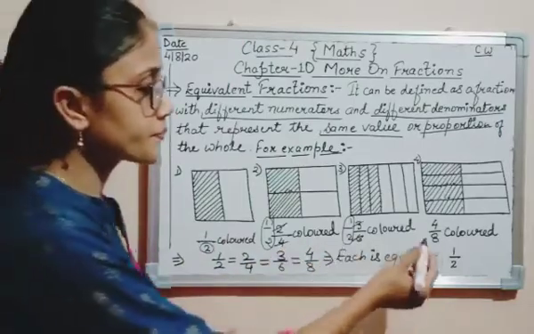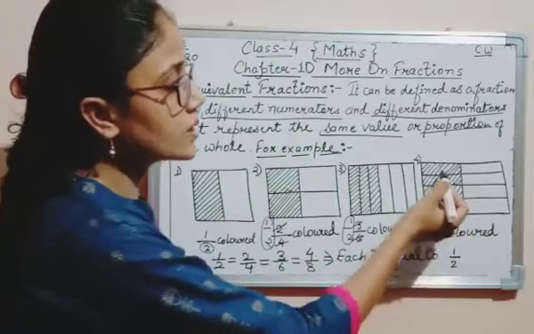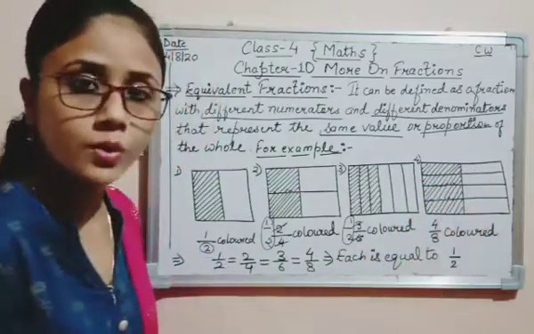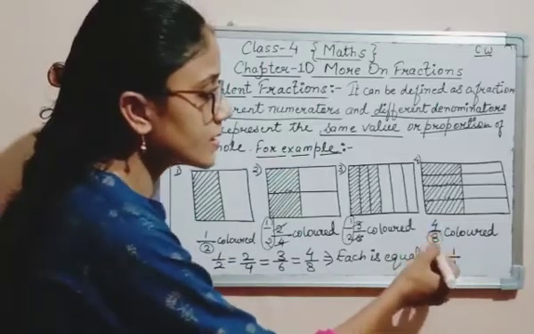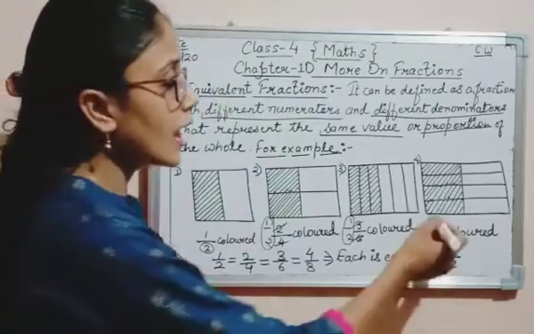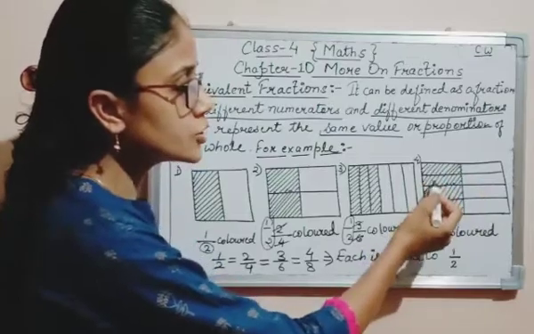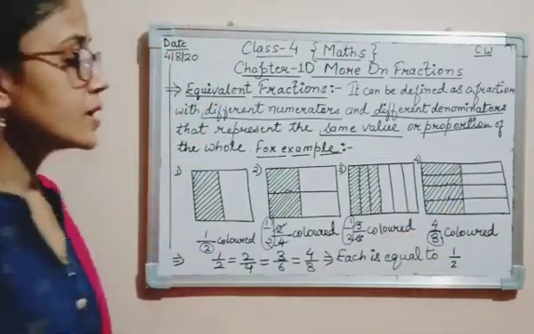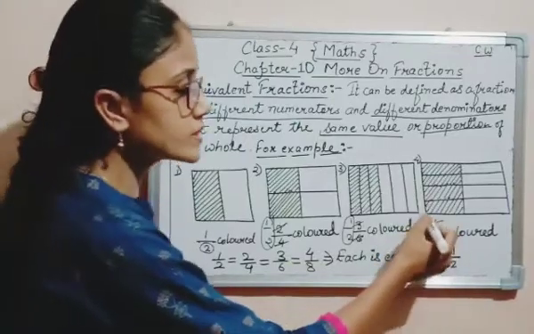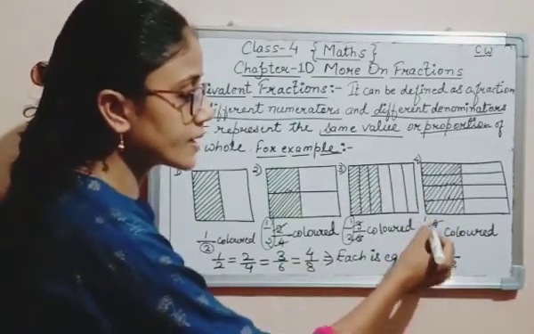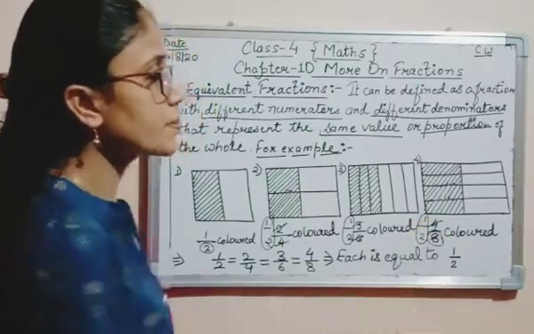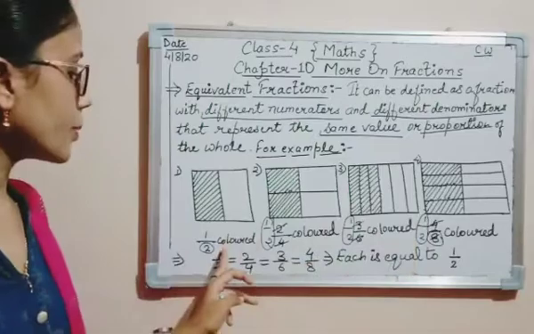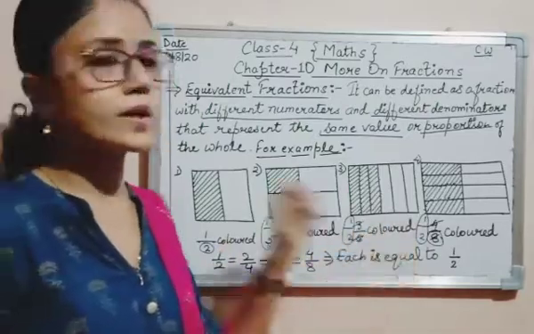Now come here, how many parts is it? 1, 2, 3, 4, 5, 6, 7, 8. 8 whole parts. So we will write here 8. How many parts are colored? 1, 2, 3, 4. So 4 is written in the numerator part. Now if we cancel, 4 1s are 4, 4 2s are 8. Again the whole or the part, the same value. The same value it represents. So 1 upon 2 again.